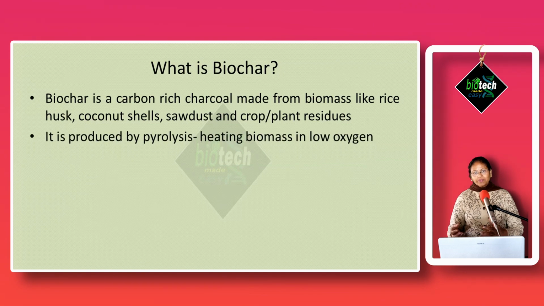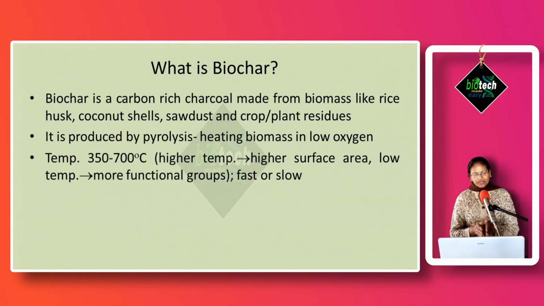This is produced by pyrolysis. Pyrolysis is a kind of thermal decomposition. Here, at very high temperature, the biomass is heated and the atmosphere is kept low in oxygen. So low oxygen atmosphere and very high temperature, that is pyrolysis. Here the temperature is around 350 to 700 degrees centigrade. You can see the range is 350 to 700, which is quite high.